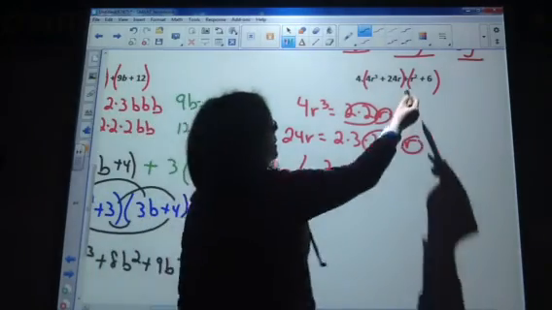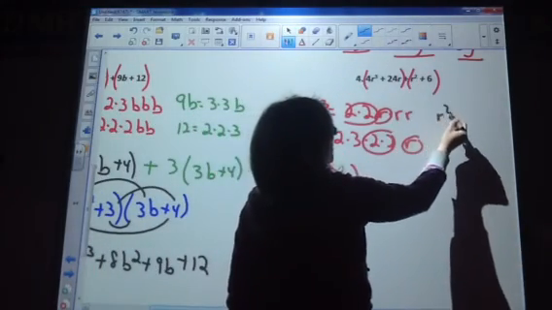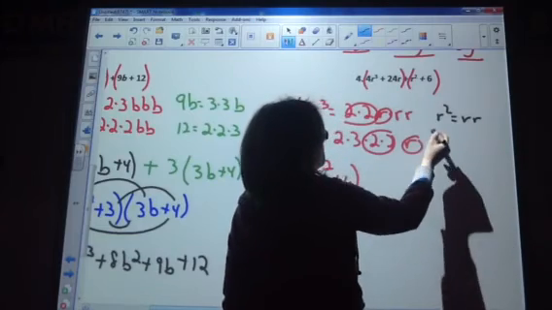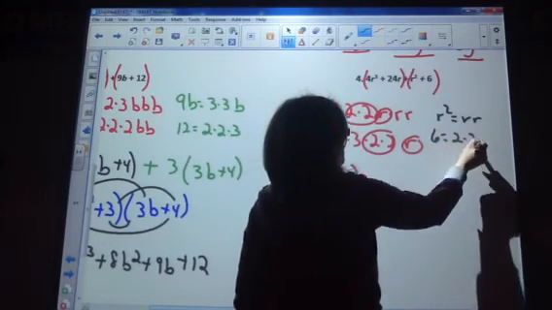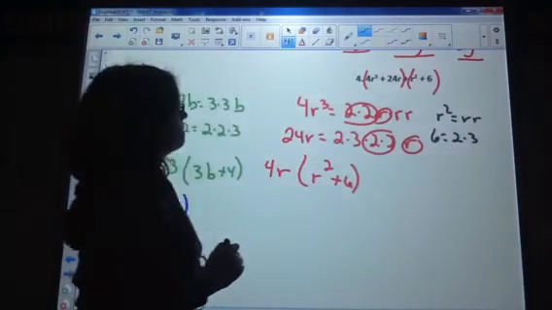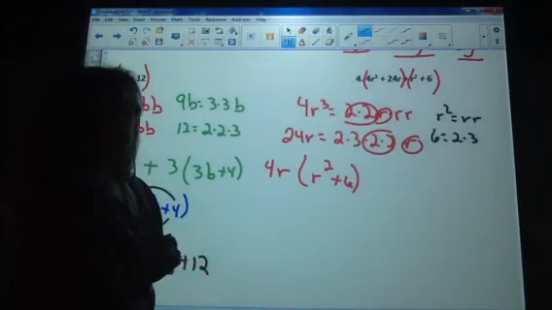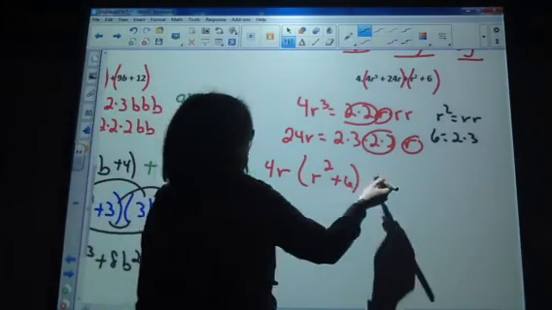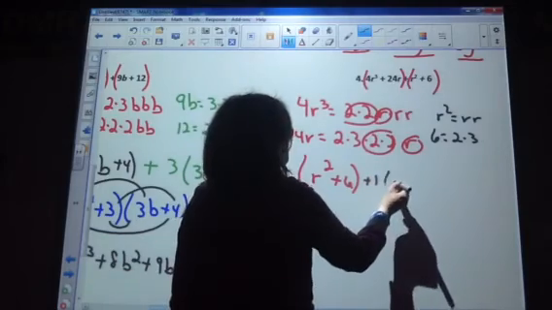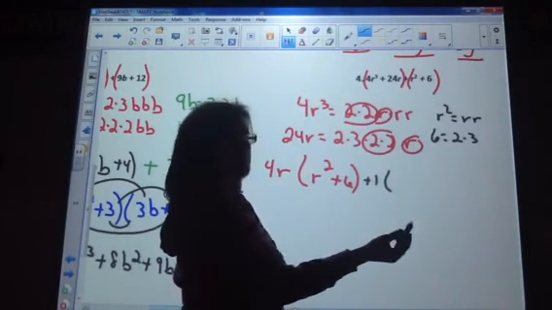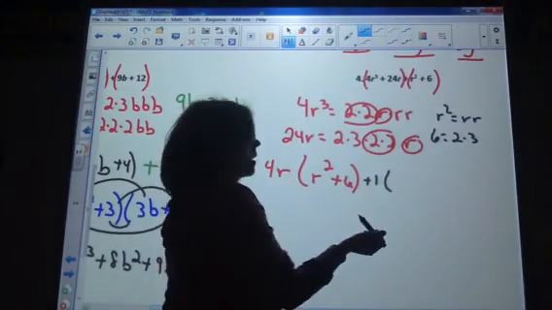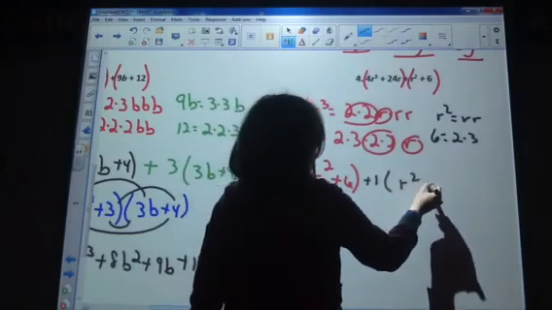Now let's look at the second binomial. R squared is r and r. 6 is 2 times 3. Do they have anything in common? They do not. So it's going to be plus 1. The greatest common factor is always going to be 1 if they have nothing in common. And then it's r squared plus 6.